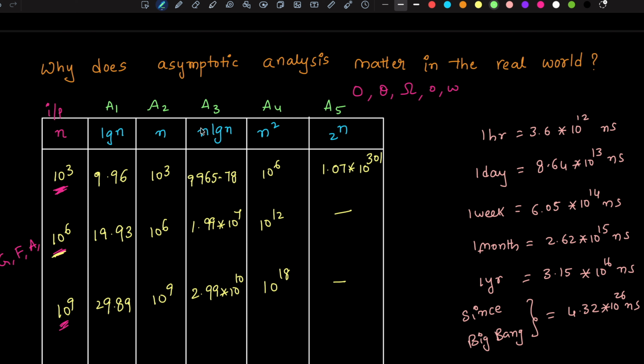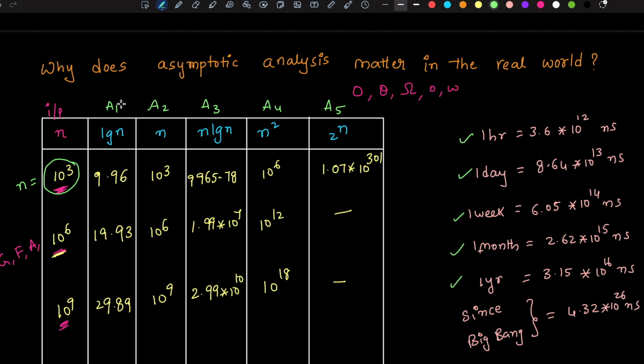To really understand what this means, we need to translate these mathematical expressions into time. I'm converting each of them into time, something we understand in real life. We understand what 1 second, 1 hour, 1 day, 1 week, 1 month, 1 year is. You know about all of these things. Let us connect these complexities to actual time. Suppose the input size n is equal to 10 power 3.